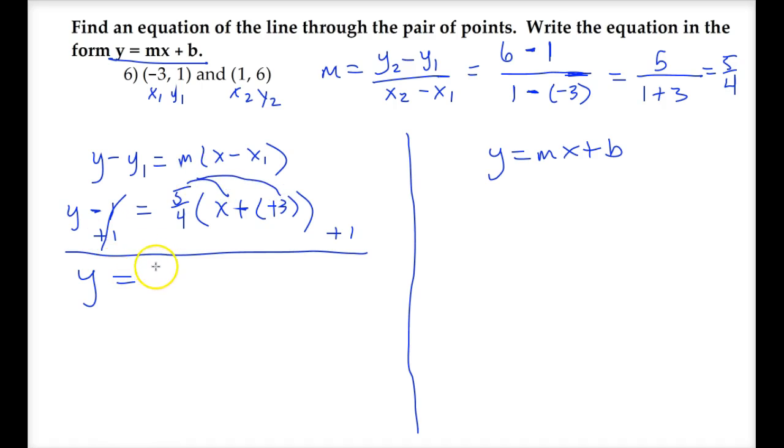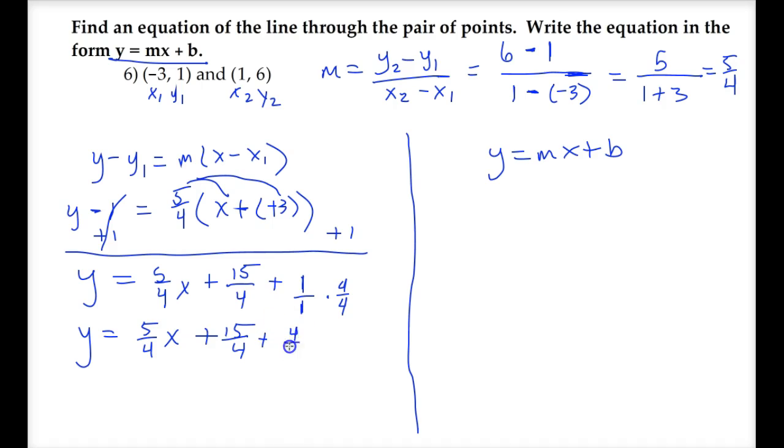So if we distribute, then that's going to be 5/4 x plus 15 over 4 plus 1. And of course, 1, which is the same as 1 over 1, we need to be able to add these together, so we need to have a common denominator. And that common denominator between 4 and 1 is 4. So to change 1 over 1 to something over 4, we would multiply numerator and denominator by 4. And we would end up with 15 over 4 plus 4 over 4.